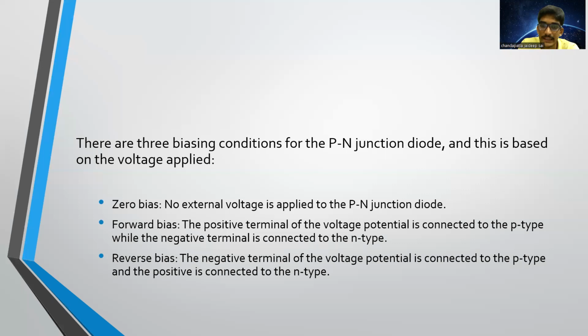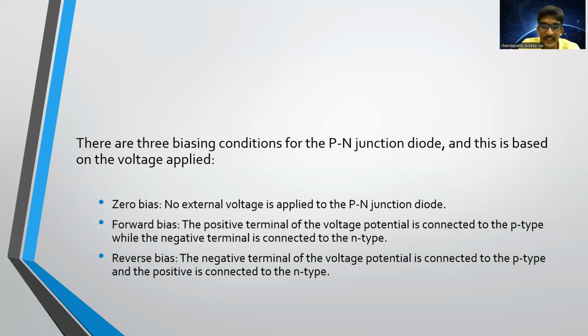The positive terminal of the voltage is connected to the P side, which is positive, and the negative terminal of the voltage is connected to the N type, which is negative. So here both positive is connected to positive and negative is connected to negative. In this condition, we call the biasing forward biasing.